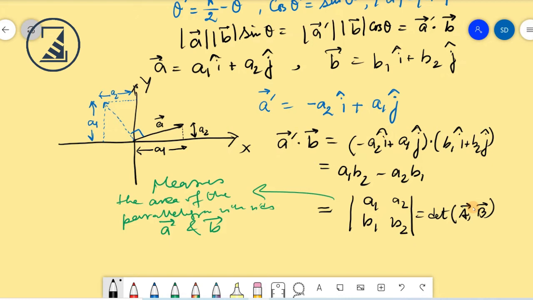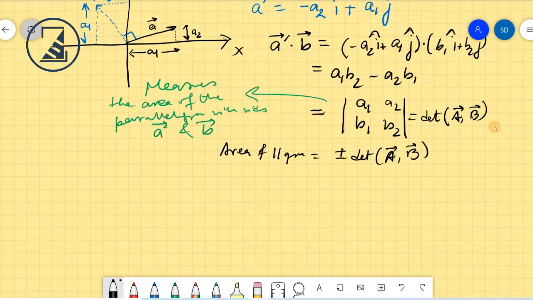Now, to be on the safe side, I will say the area of the parallelogram is plus minus determinant of A vector and B vector, because the magnitude of the area is a number and the magnitude of area is positive, but this determinant has no reason to be positive or negative. That's why I have written plus minus.